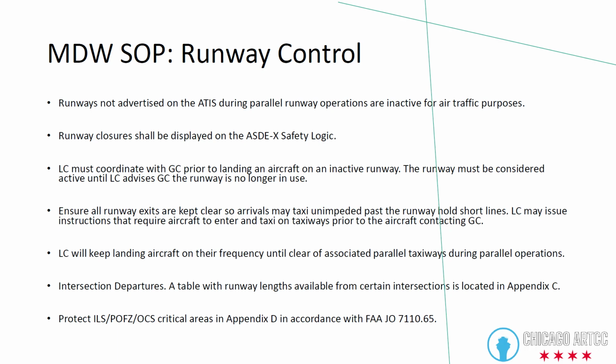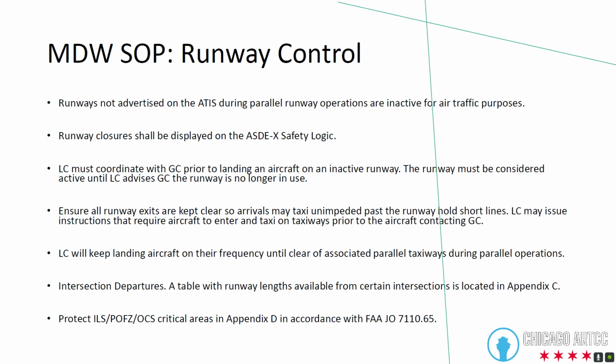Runway control. Runways not advertised on the ATIS during parallel runway operations are inactive for air traffic purposes. Runway closures shall be displayed on the ASD safety logic. We talked about that already. Local must coordinate with ground prior to landing an aircraft on an inactive runway. The runway must be considered active until local advises ground the runway is no longer in use. Ensure all runway exits are kept clear so arrivals may taxi unimpeded past runway hold short lines. Local may issue instructions that require aircraft to enter and taxi on taxiways prior to the aircraft contacting ground control.